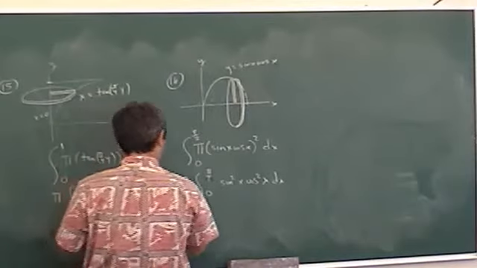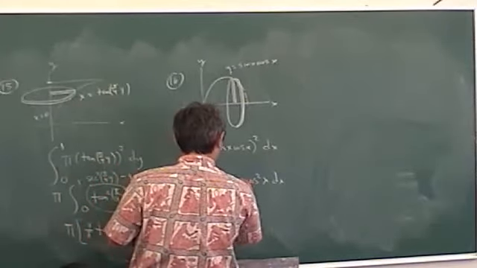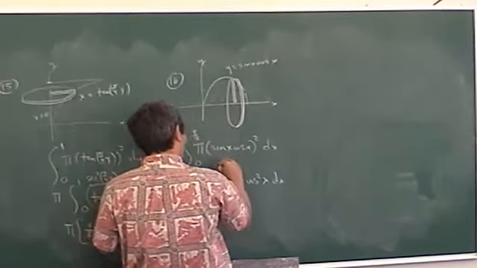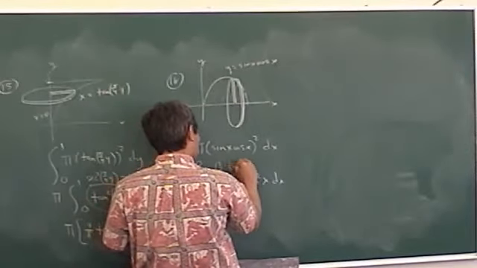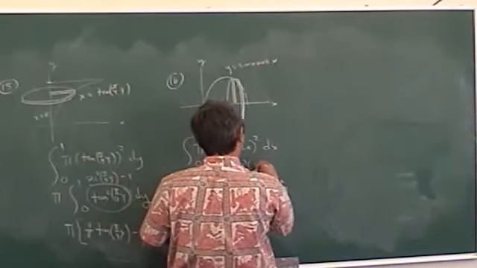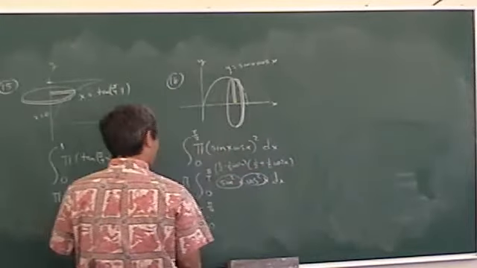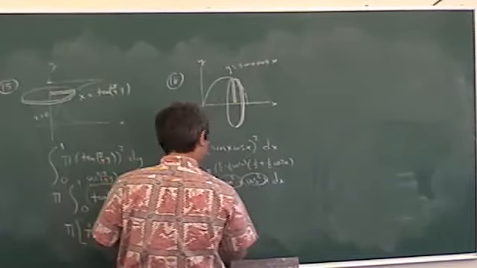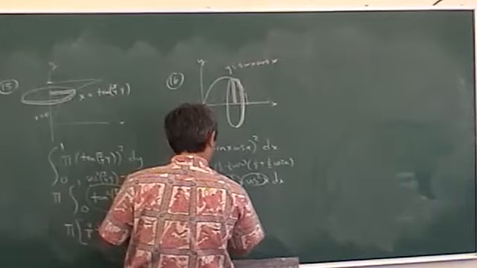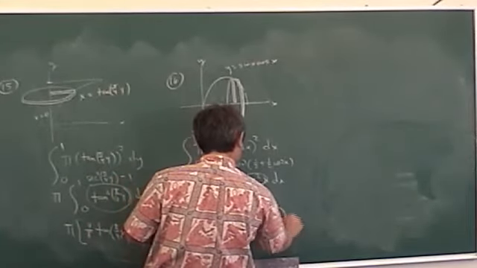Could use the identity from sine 2x. Exactly. That's the only thing you can do. So replace this with the identity 1/2 minus 1/2 cosine 2x, and replace this one with the identity 1/2 plus 1/2 cosine 2x. Multiply them together. What do you got? 1/4 minus 1/4 cosine squared 2x.